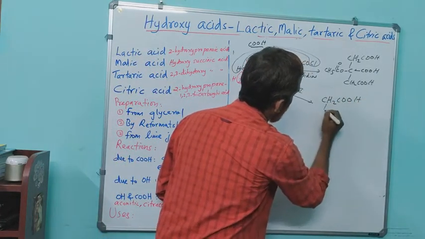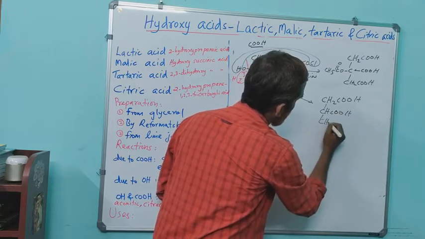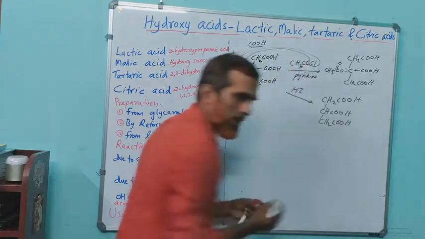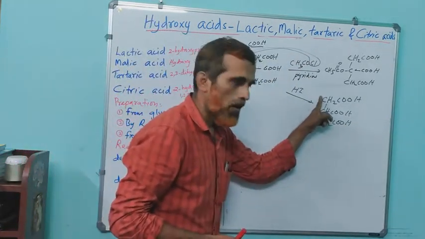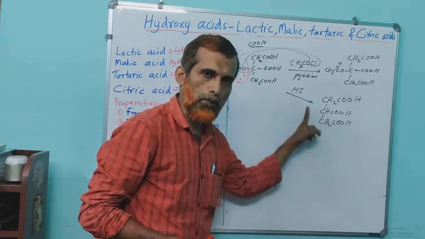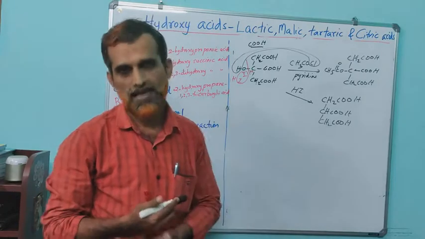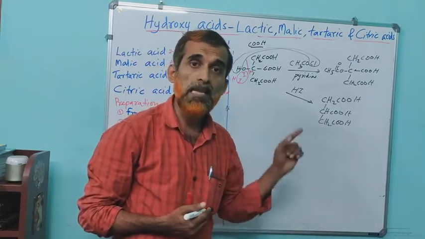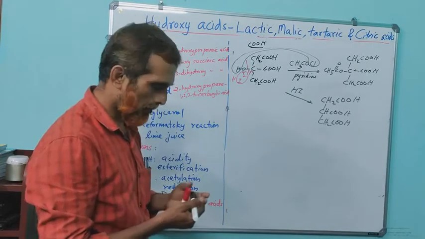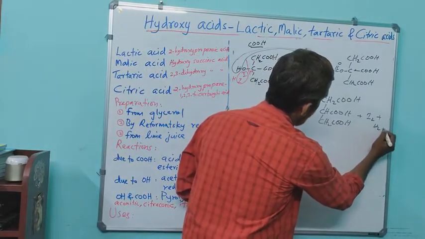CH2COOH, CHCOOH. CH2COOH is the main product. What is the name of this product? I told you at the beginning. The IUPAC name is propane-1,2,3-tricarboxylic acid, or common name, what is that? Tricarballylic acid. Plus, byproduct will be I2 and H2O.